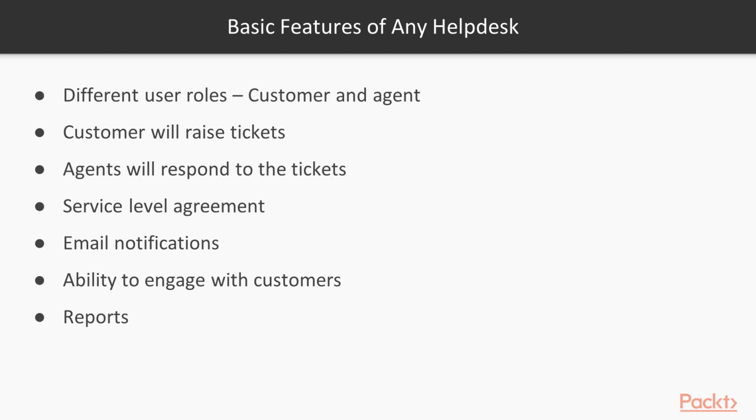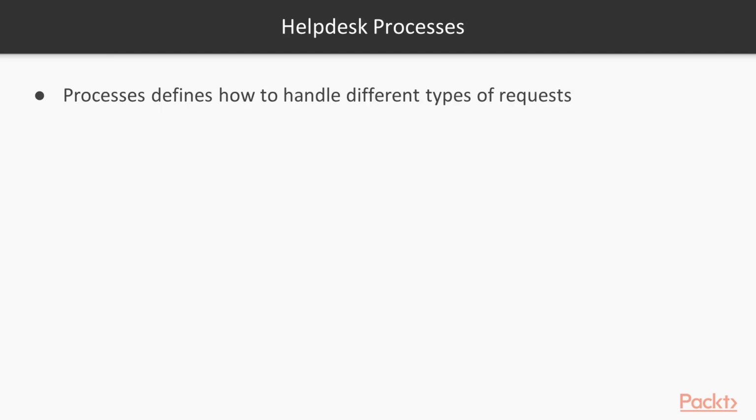And you need to have some reports that will help you understand the progress and how well you're doing as a service desk and help desk team. In most of the service desk tools, you need to have different processes, and processes actually define how to handle different types of requests. So in JIRA Service Desk, you can actually have different types of these processes configured in the workflow and also as a request type.